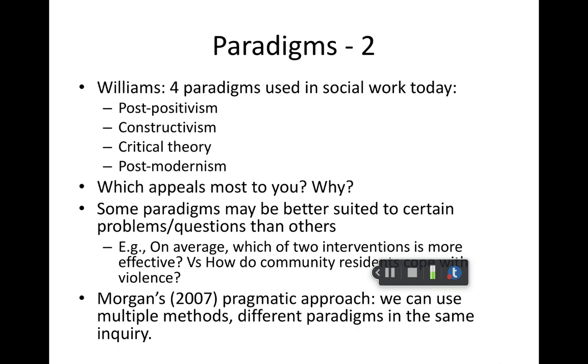So, for example, in post-positivism, the idea is that reality is relatively stable, it can be verified, and we should go about learning about reality through scientific methods. While in constructivism, the idea is that reality is created in local and specific relationships, and we have to learn about it by talking with people in their natural settings.